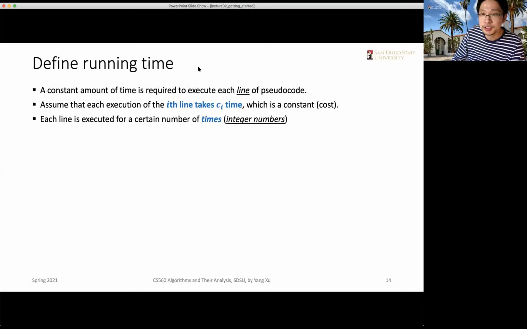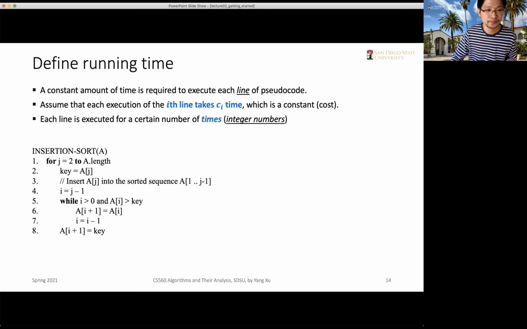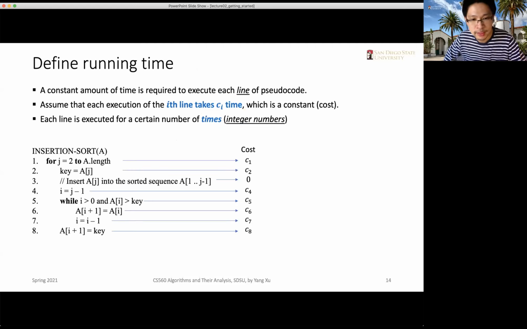So under this analysis framework, now we put the code here. What we're going to do is first put all the constants here. The column here is what we call the cost. So the cost for the first line is C1, the second line is C2, and we notice that the third line is 0 because this is a comment, and the comment is not executed. So we have C1, C2 to C8.